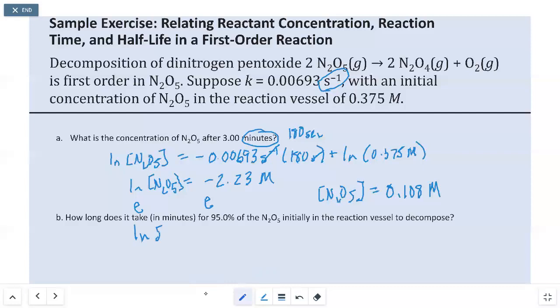Natural log of 5 is equal to negative 0.00693 reciprocal seconds times time, plus the natural log of 100. Why 5? Because we're looking for when 95% decomposes, decays. That means that 95% of it reacted, and only 5% of it is left.